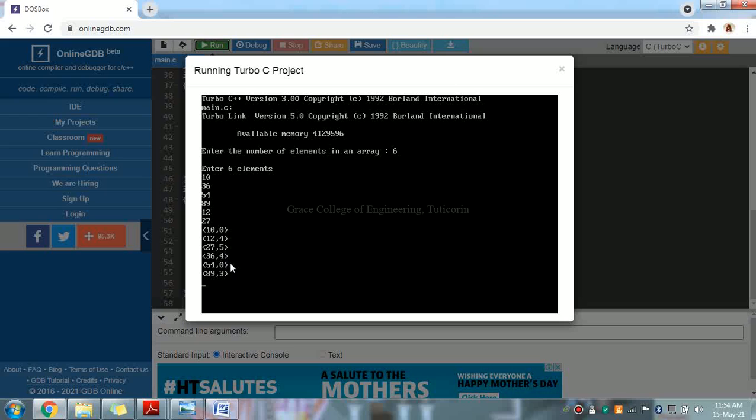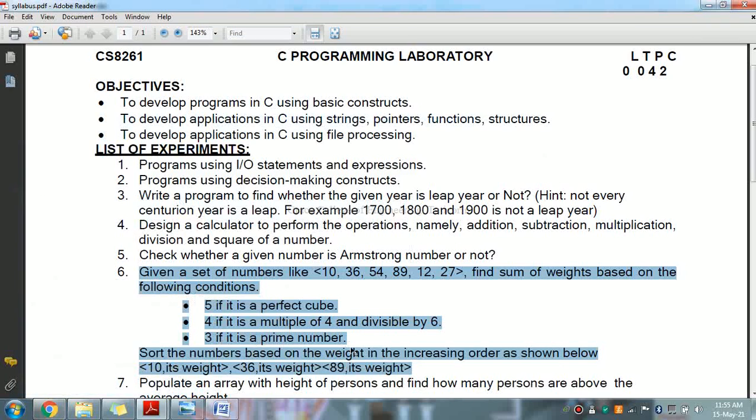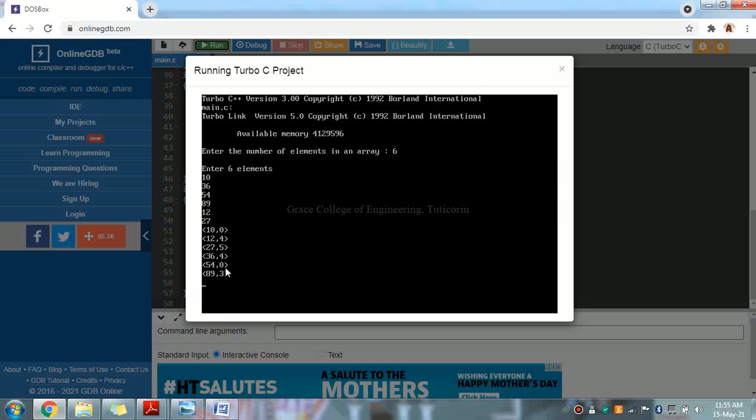Next number is 54, whose weight is 0. Because 54 does not satisfy any of the conditions, the answer is 0. It is not a perfect cube, not a multiple of 4, not divisible by 6, and not a prime number, just like 10, so the weight 0 is displayed. The last number is 89, and its weight is 3, because it is a prime number. So the output is correct.